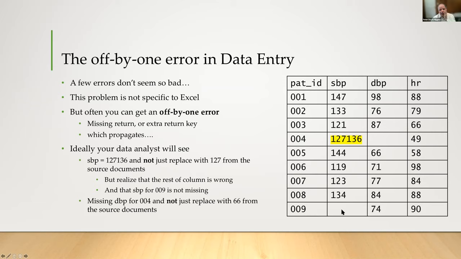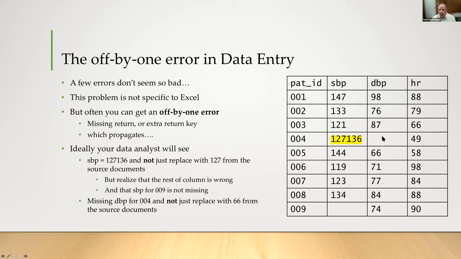And they get to the end and they've run out of numbers, so they leave this blank. When you ship this to your analyst, you hope that they see this and say, oh, this is 127. I wonder what this 136 is, and then figure out that, oh, that's patient 5 blood pressure, this belongs to patient 6, 7, 8, 9, and move them down. It's very easy, if you're not thoughtful about it, to go to the source document, change this to 127, throw out the 136 and say, oh, I guess patient 9 never had a systolic blood pressure.